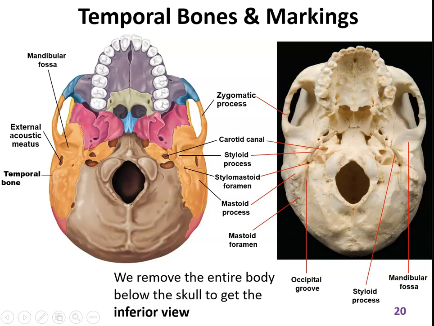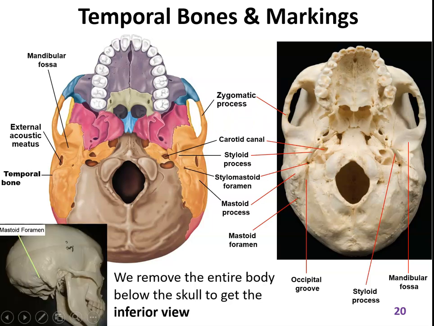There's more of the temporal bone. This is an inferior view of the skull with the jawbone removed, and you'll find some of the structures there.